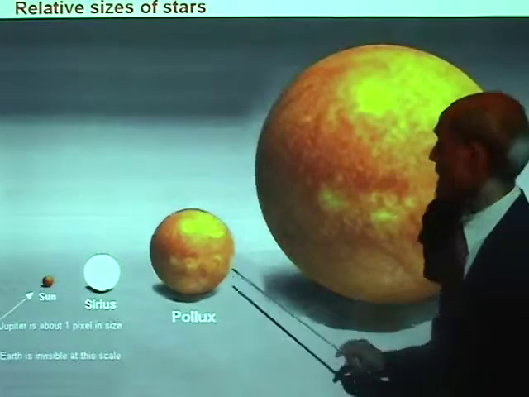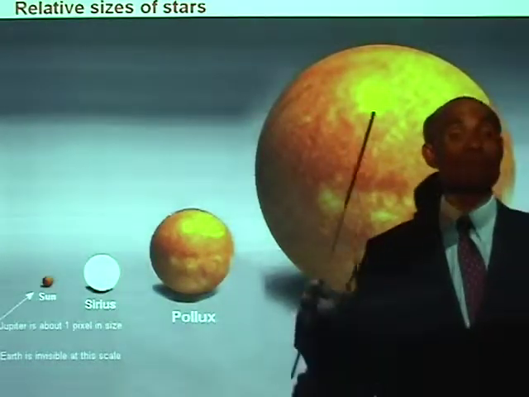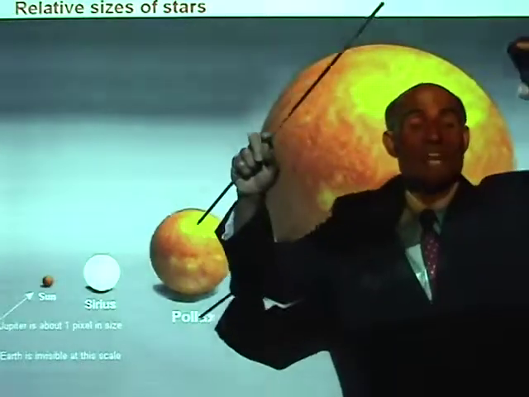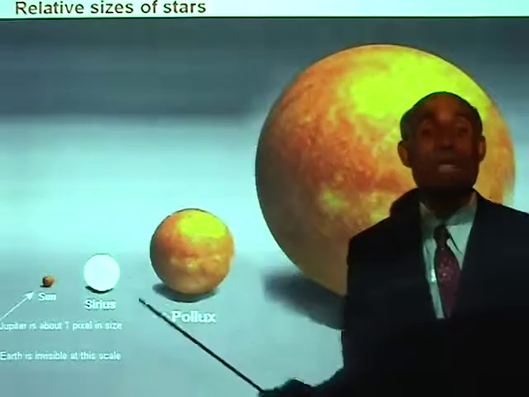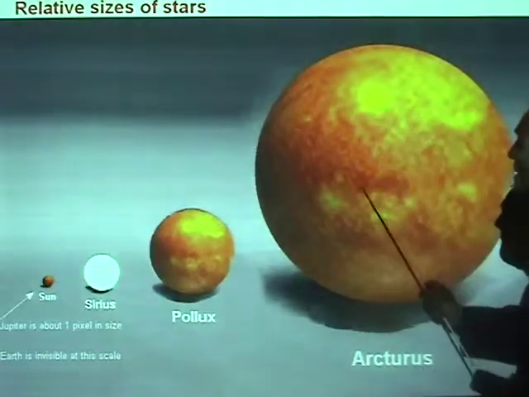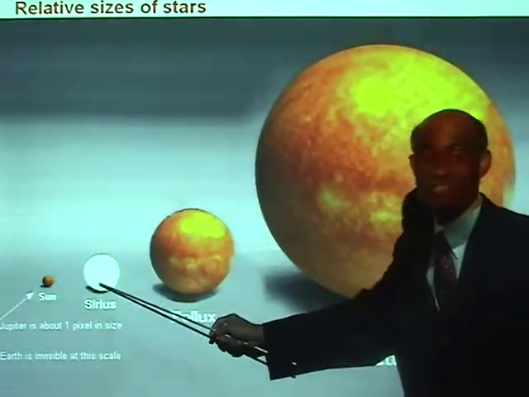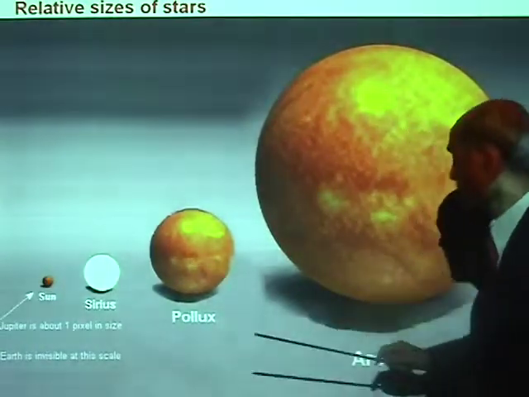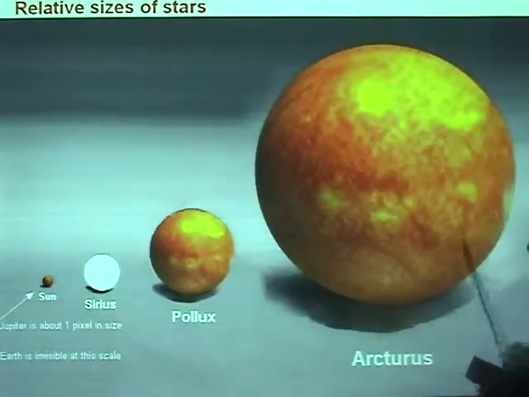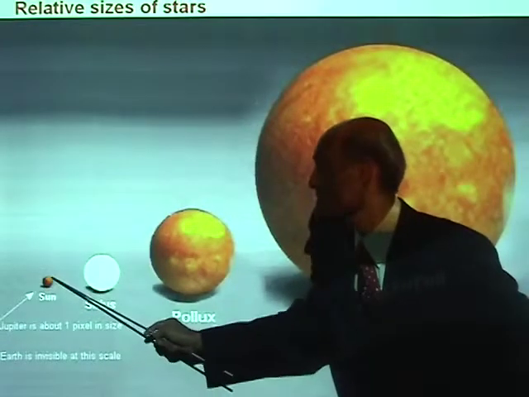Okay, now look at this. I have now shown some relative sizes of stars. You see, in the previous slide, the Sun looked very big compared to the planets. Now look at this now. I have shown some other stars. This is the star Sirius, this is the Pollux, and this is the Arcturus, and look at the size of this massive star. And here is our Sun.